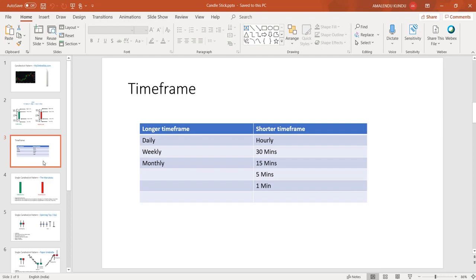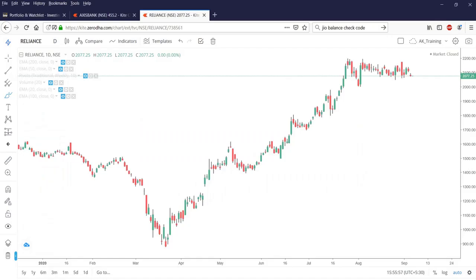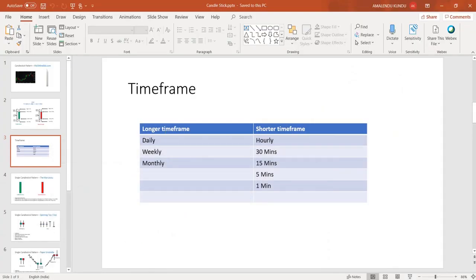Now coming to the time frame part, this is very important. Normally there are many time frames. You can see a chart like the daily time frame, weekly time frame, monthly time frame, and also some shorter time frames like the hourly, 30 minutes, 15 minutes, 5 minutes, 1 minute also.